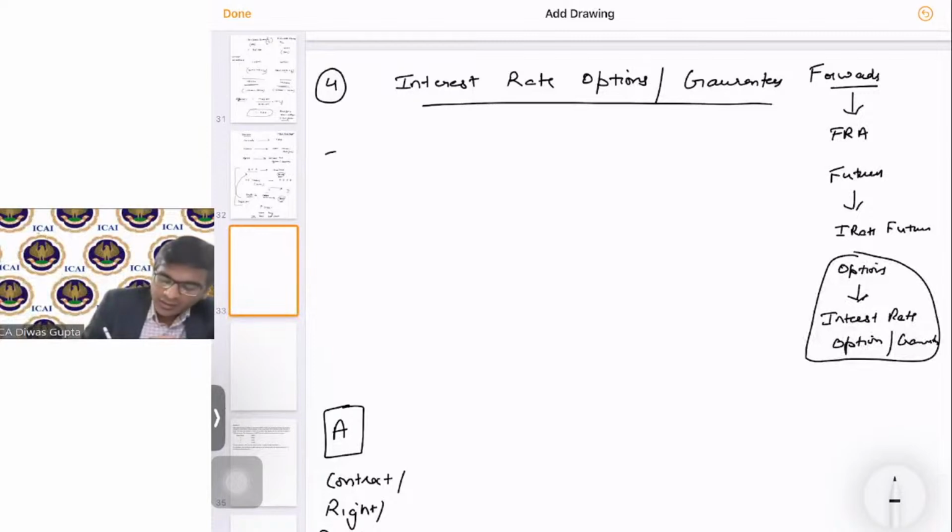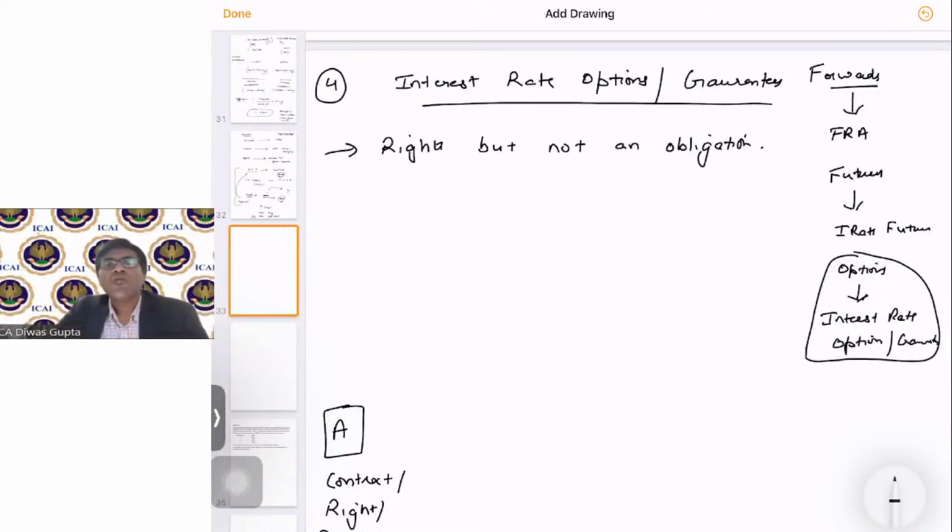So the general features of these are rights, but not an obligation. There is no obligating event. Whatever benefits I have under this contract, I only have rights. And as I told you, the only obligation is to pay the premium, and the premium payment also happens generally at the start of the contract.